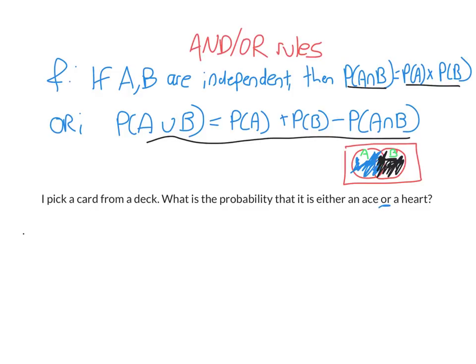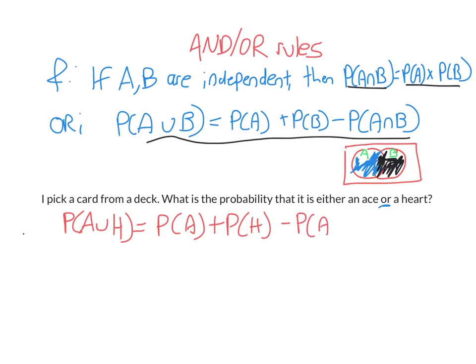So the probability of ace or heart equals the probability of an ace plus the probability of a heart, and then I have to minus the probability they both happen. So remember, I can get a card that is an ace and a heart. That's the ace of hearts. So ace and hearts are not mutually exclusive because they can both happen.